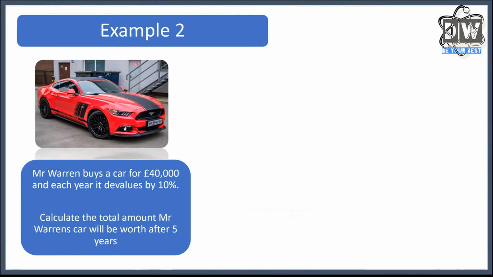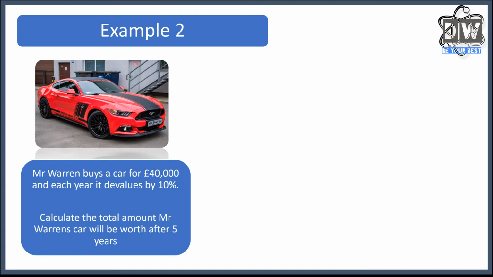Example number 2. Oh, I like my cars, everyone. Mr. Warren buys a car for £40,000 and each year it devalues by 10%. Now, in the last video, they made money because they were classic cars. And as a car gets really old and more desirable and there's less of them on the road, they go up in value. But our traditional car goes down in value. And this one's going to go down in value by 10%.